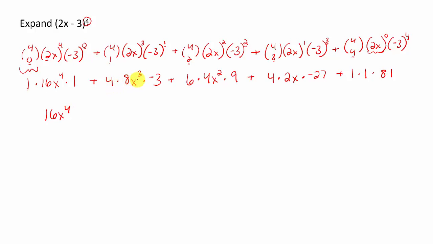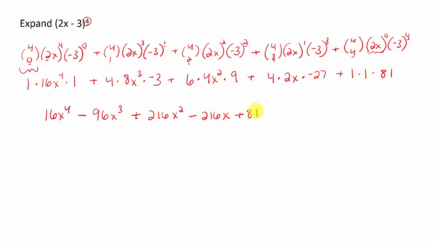Simplifying this down, 1 times 16 times 1 is 16. 4 times 8 times negative 3 is actually going to give us a negative value. So our sign here is going to be negative, and I'm going to get 96 x cubed. 6 times 4 times 9 gives us a positive 216, and we're going to write x squared. This one though, 4 times 2 times negative 27 is going to be negative 216, and we're going to have an x next to that. And then 1 times 1 times 81 is 81.